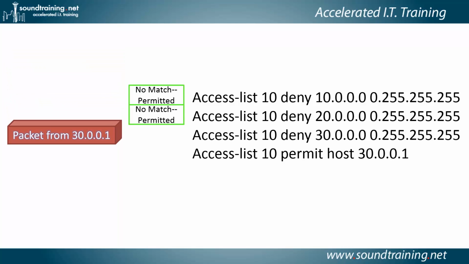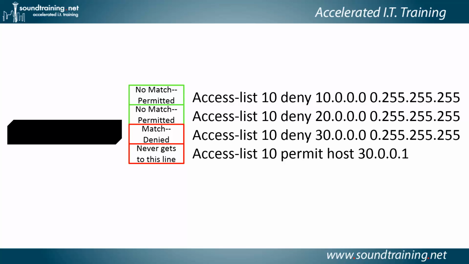First it's permitted, again it's permitted, but now, because it matches the deny statement at 30.0.0.0, it never gets to the line that permits it. So the packet is dropped. Just like that. So it's very important to understand the ordering of lines in an access list.